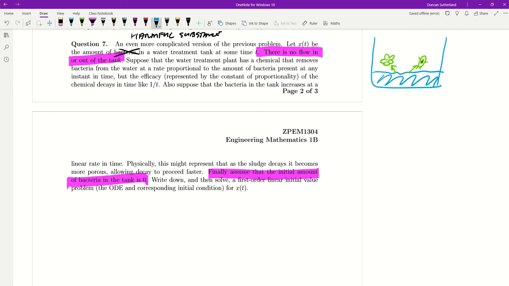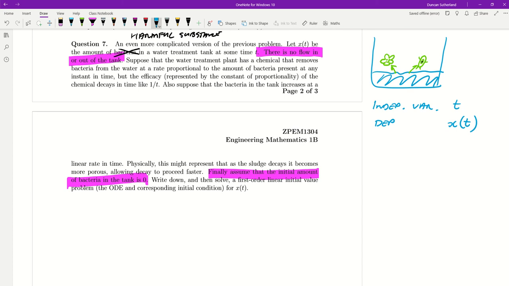Let x of t be the amount of harmful substance in a water tank at some time t. That gives us our dependent and independent variables. Our independent variable, the coordinate, if you like, is time. The dependent variable, the thing that depends on the independent variable, is x of t, the amount of bacteria.